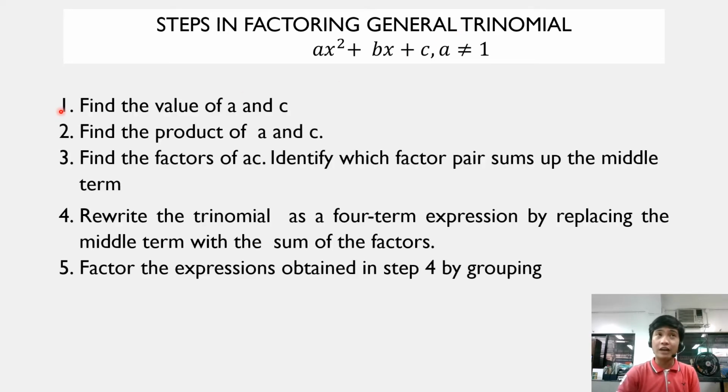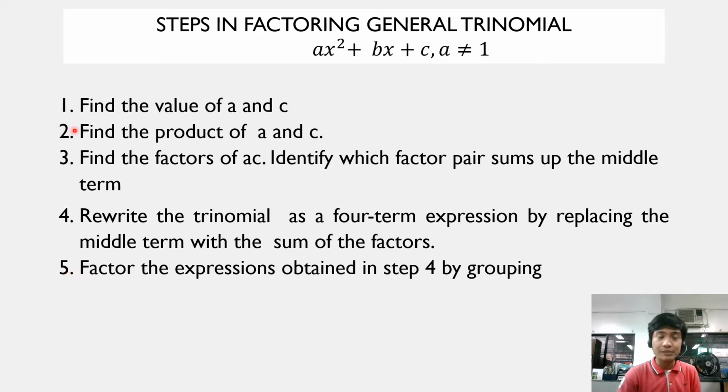Step 1, find the value of your a and c. Take note that your a, b, and c here are any elements of real numbers. But in our step 1, we need to identify the value of your a and c. For step number 2, we need to find the product of a and c. For step number 3, find the factors of AC. Identify which factor pair sums up the middle term. And our middle term here is the b. Number 4, rewrite the trinomial as a four-term expression by replacing the middle term with the sum of the factors. And number 5, factor the expressions obtained in step 4 by grouping.